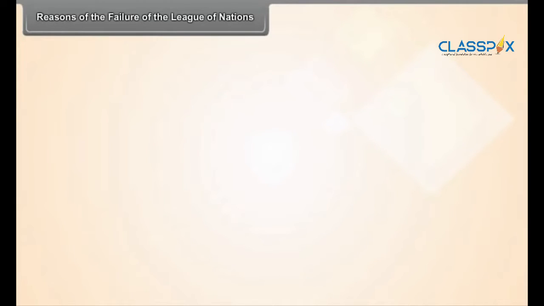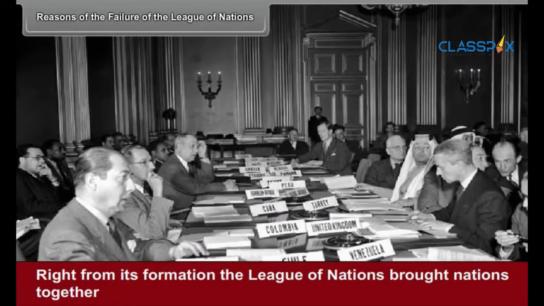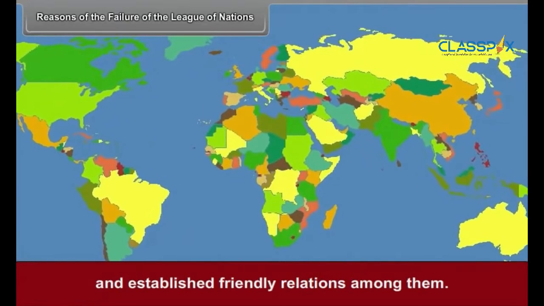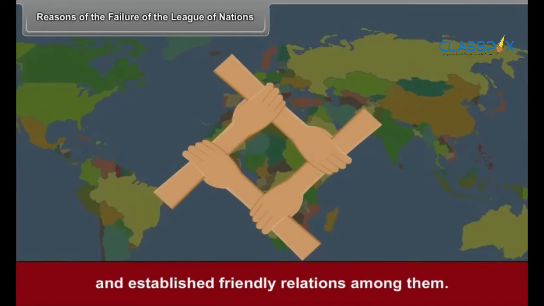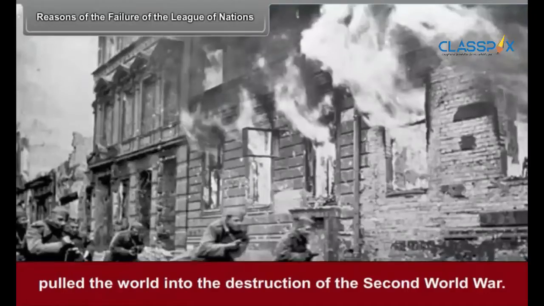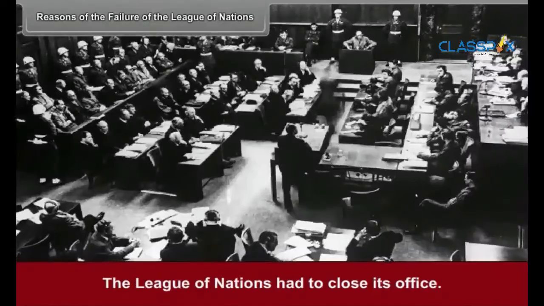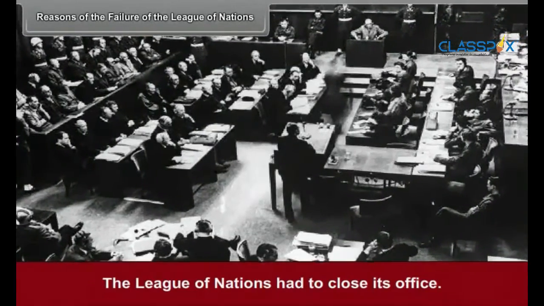Reasons for the failure of the League of Nations. Right from its formation, the League of Nations brought nations together and established friendly relations among them. The extreme nationalism and imperialism of a few leaders of European nations pulled the world into the destruction of the Second World War. The League of Nations had to close its office.